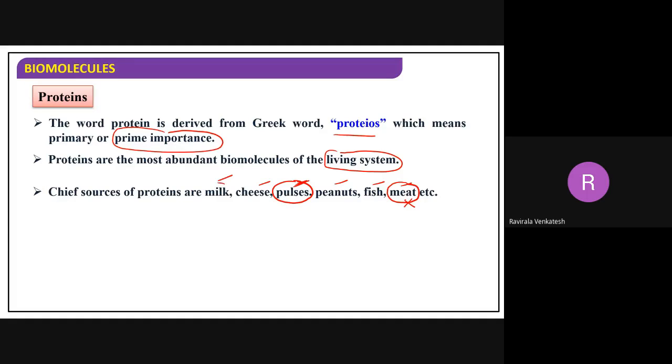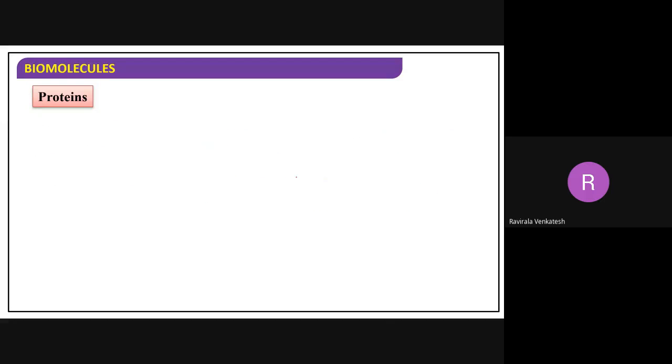Milk has more amount of proteins, but at old age, or otherwise something around more than 20 years, not only old age, more than 20 years, milk cannot be digestible. Milk can be digestible only by small children. So the best source for the proteins will be pulses only. Pulses and peanuts. These two are the main sources for us to get the proteins.